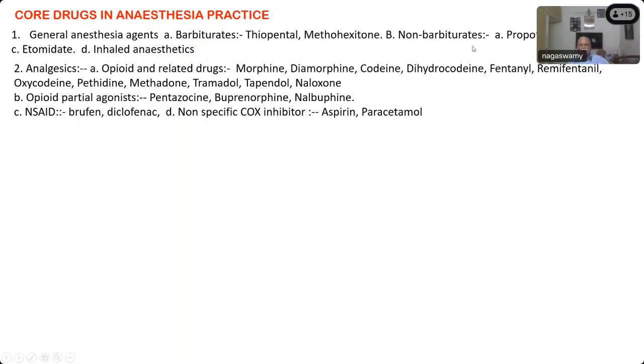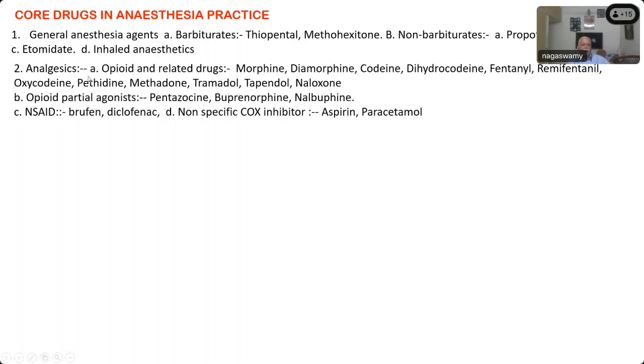And non-barbiturate drugs used for induction are propofol, ketamine, etomidate, and inhaled anesthetics. So these are all four still in practice. So you must know something about all these drugs. And because of want of time, I'm not going to discuss them individually, but some out of the box thinking questions I'm going to ask you later on.